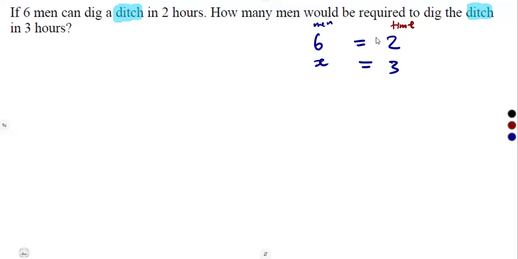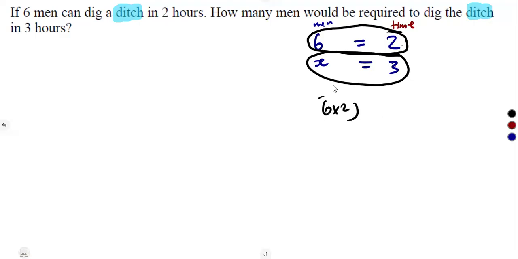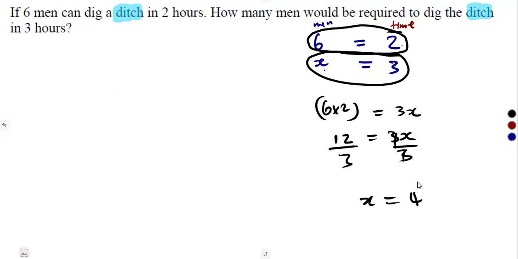This is the condition of a rate. So with a condition of a rate, guys, how were you answering? You were multiplying along like this to find your answers. 6 times 2 is equal to x times 3, which is 3x. 6 times 2 is 12, equal to 3x. You divide by 3, you find your x, which is 4. We are calculating the number of men. So you're talking about 4 men. 4 men will need 3 hours.